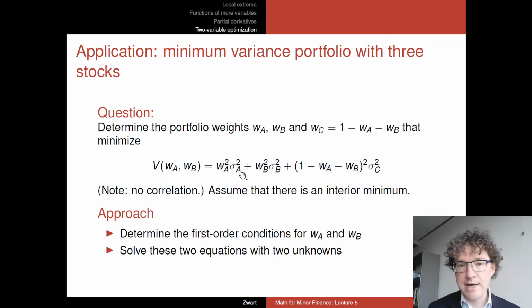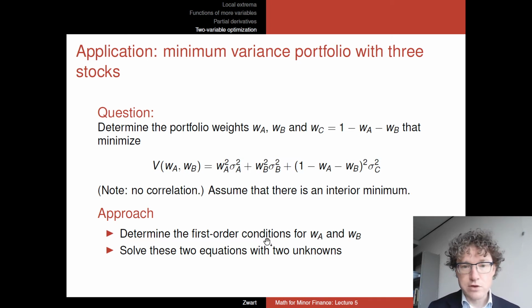Remember the sigma A squared, sigma B squared, sigma C squared. They're just givens, right? They're parameters in this equation. The real variables that we are minimizing over are WA, WB, and then WC, which is actually given in terms of WA and WB. So we have to find first order conditions for these variables, WA and WB. They are the things that, in the previous slide, we called X and Y. Here they're called WA and WB.